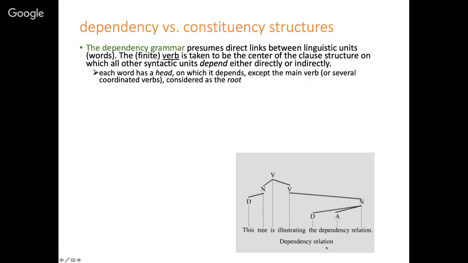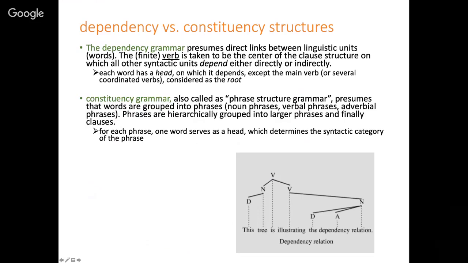So here, in the example tree, we have the predicate as the root, the verb, and then in this tree, there's the determiner, which is depending on the noun, the tree, and so on.